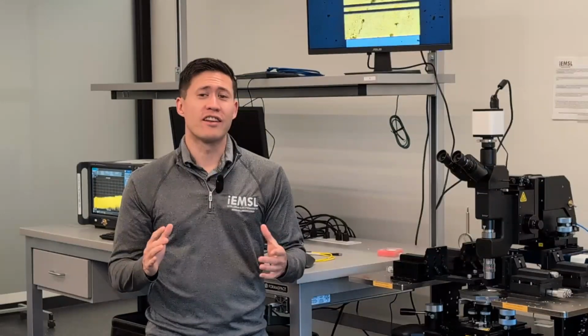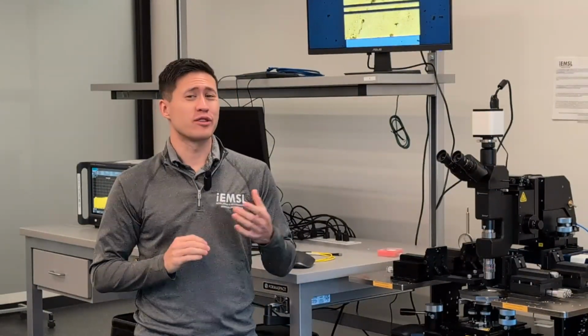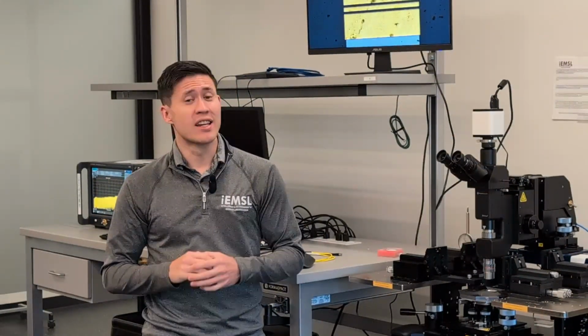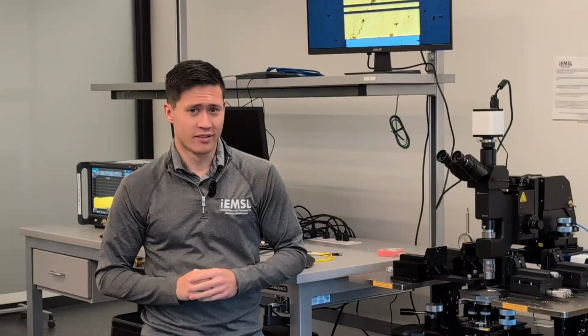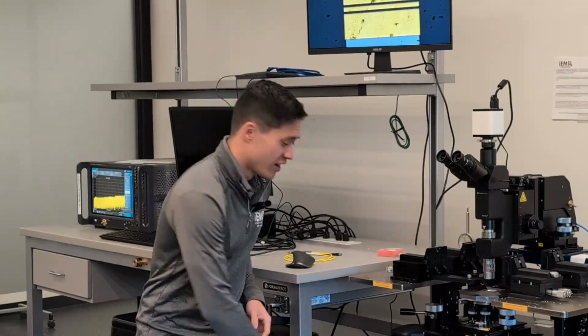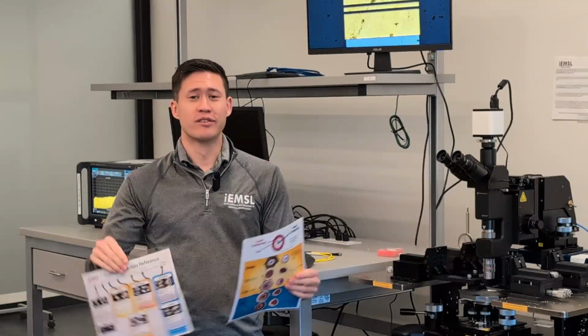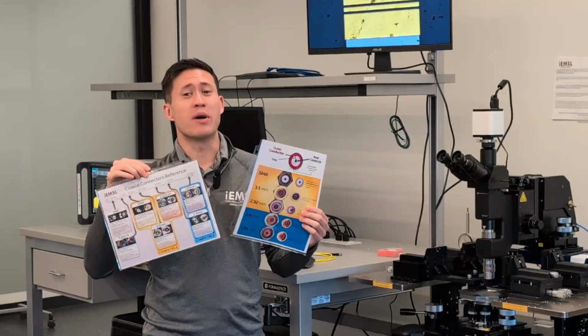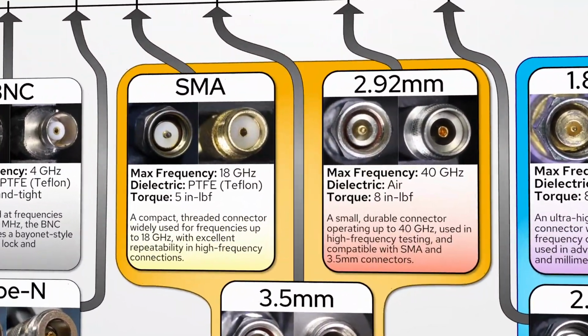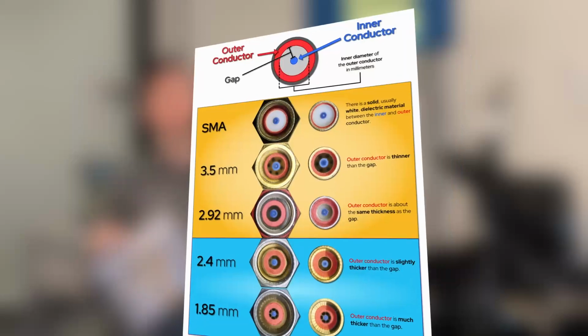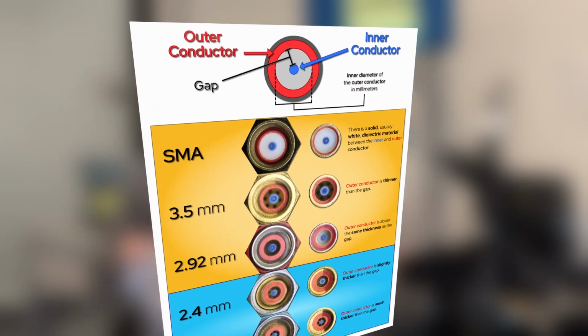Now, we've covered a lot, and trying to remember all the different connector types, sizes, and frequencies is definitely no easy feat. And that's why we've created reference sheets that you can use to help you remember and identify the connectors you might come across in the lab. You'll find these guides in several places in the iEMSL, as well as a downloadable PDF version on our website and Canvas community. If you have any questions or issues when it comes to coaxial connectors, please don't hesitate to reach out to any of the iEMSL staff.